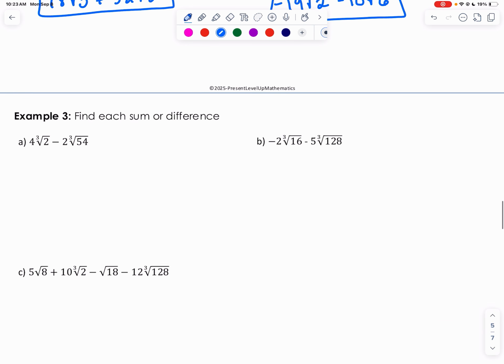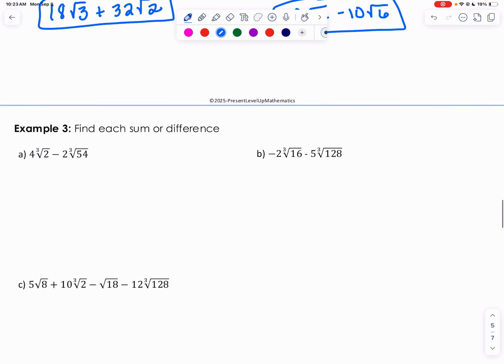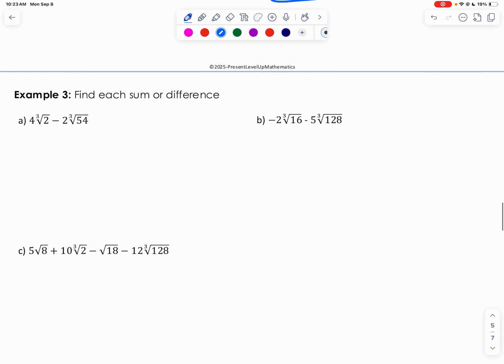All right, let's look at example 3. In example 3, we have 4 cube root 2 minus 2 cube root 54. Now, the first thing I want you to notice is we have cube roots this time. So, most people do not have their perfect cubes memorized. You may or you may not, but I'll write them down right here.